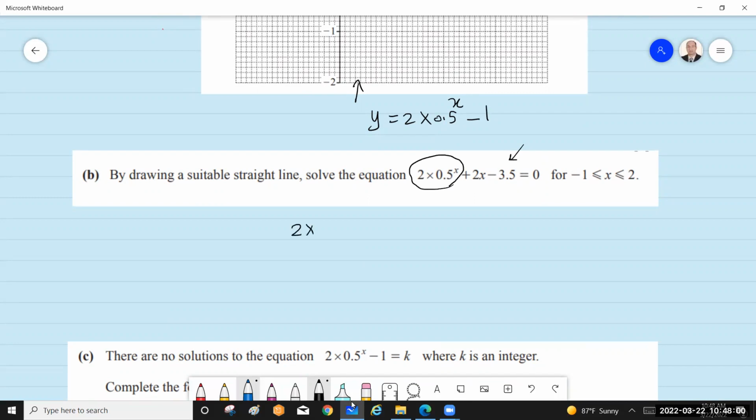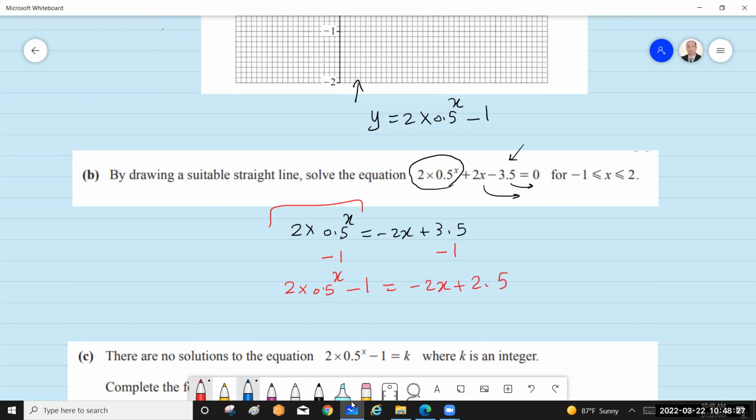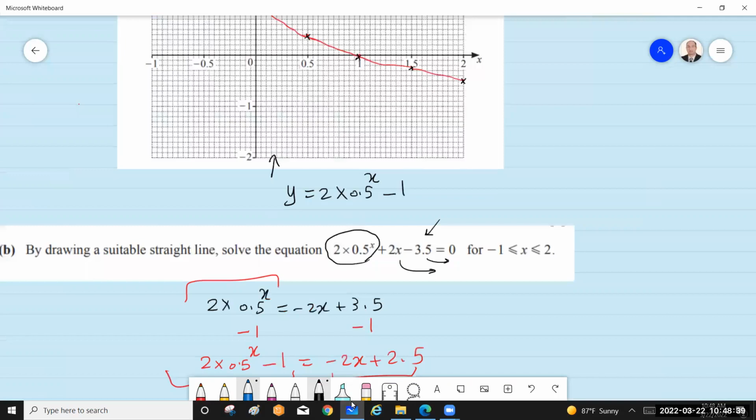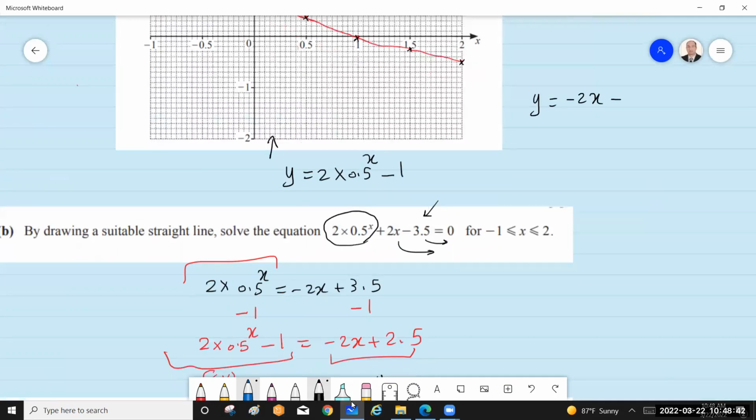Just write 2 times 0.5 to the x, and move the other two terms to the other side, -2x plus 3.5. And after that, try to subtract 1 from each side to get the form of the function drawn. 2 times 0.5 to the power of x minus 1 is equal to -2x plus 2.5. Now this is a function drawn in the graph, and this is the other line you have to draw. So you will take this line, y equals -2x plus 2.5.